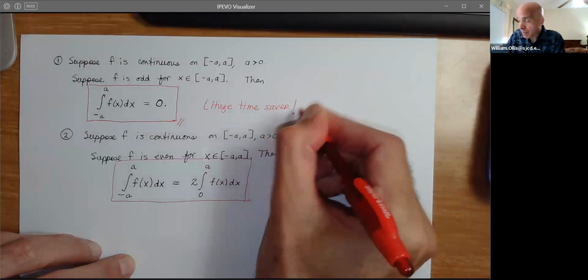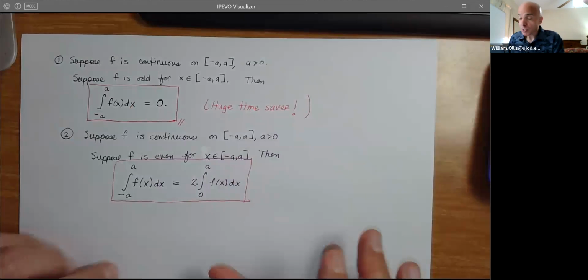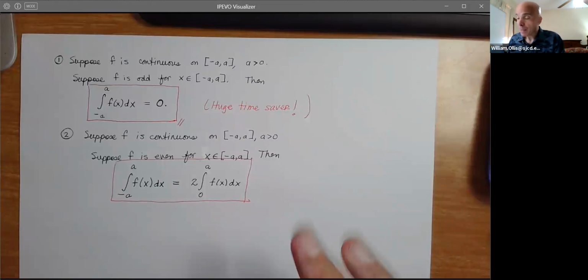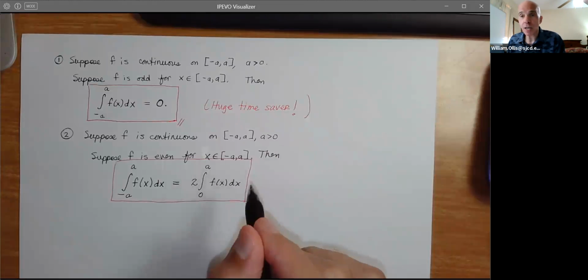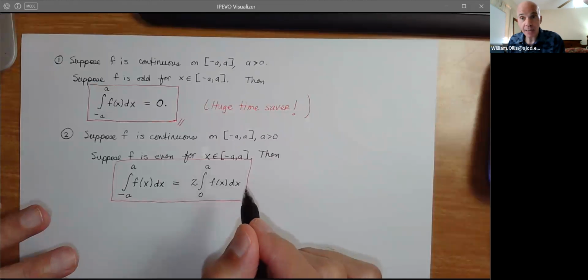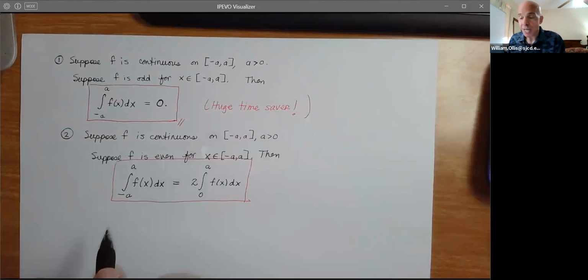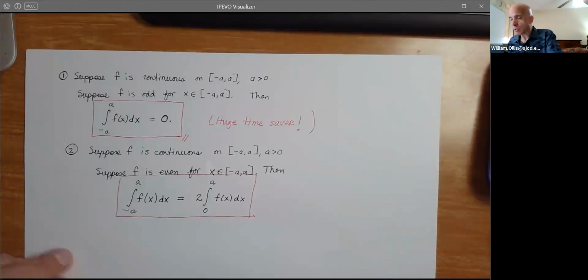Now, of course, most functions are neither of these. These are a very restricted class of functions. Even and odd, there's a lot that has to be going on for that to be in place. So this is not something that you're going to see all of the time, but when it does arise, it can save you much time. Like I wrote here, huge time saver. So let's apply this result.